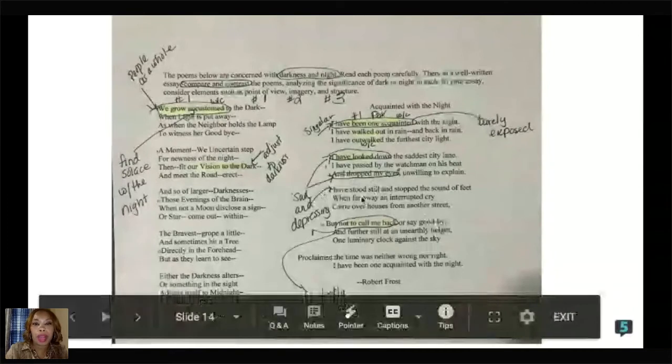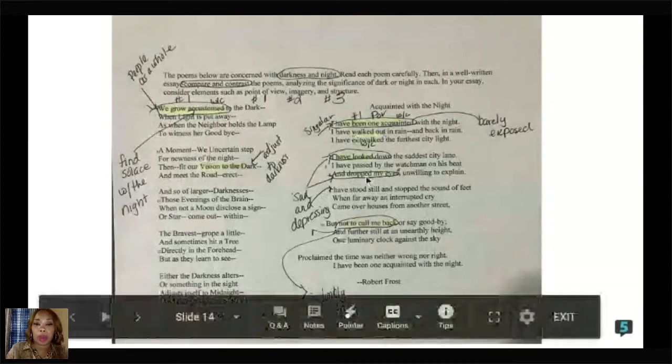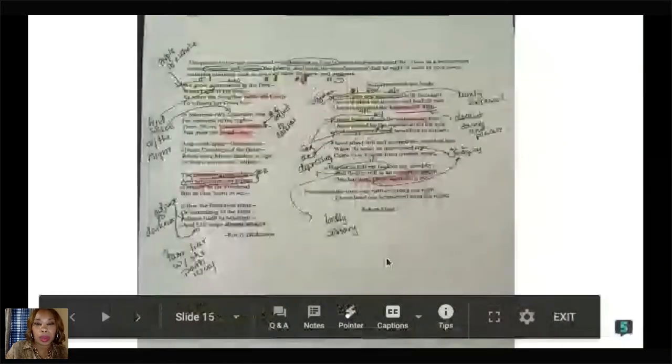Okay, so we have an idea of the points of view. We have one that's a little more brave, a little more accustomed, than one that's not so much, where you're barely exposed to the night. So let's see what else we can annotate with imagery. Let's move on. All right, so number 2.